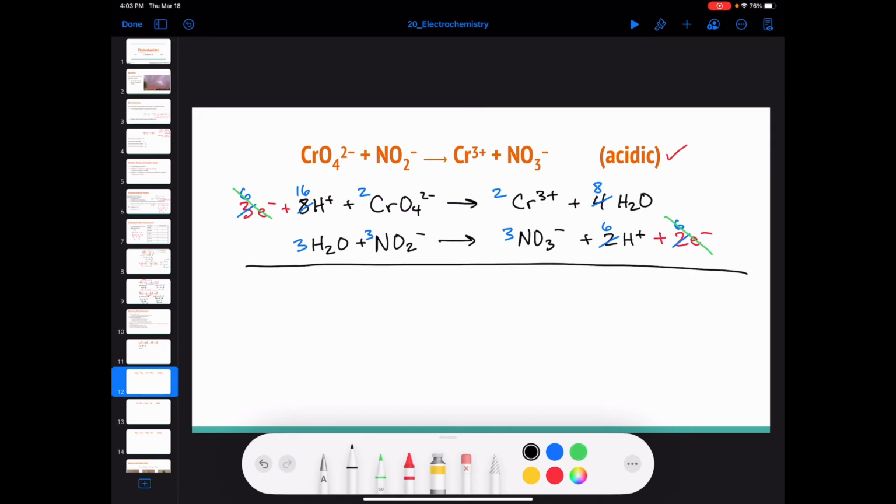Now at this point, I can drop everything down. And again, it doesn't matter what order, so 16 H⁺. I've got 2 CrO4²⁻, 3 water molecules, 3 NO2⁻. This is a big one, right? Let's see, we've got 2 of these, we've got 8 waters, and we've got 3 nitrate ions and 6 hydrogen ions. That's a lot of stuff.